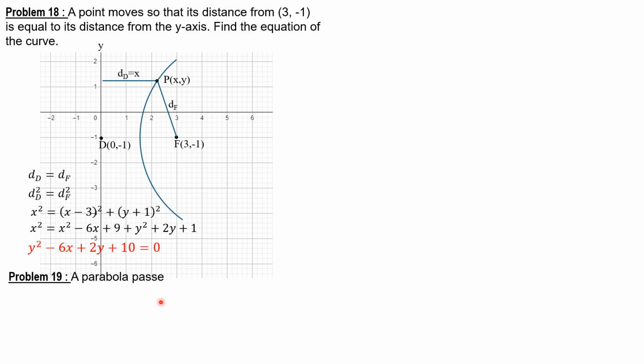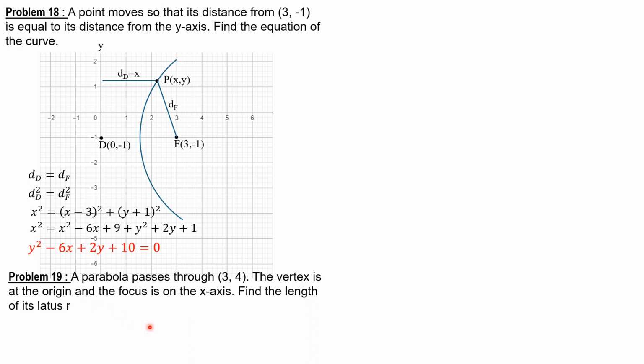Problem 19. A parabola passes through 3, 4. The vertex is at the origin and the focus is on the x-axis. Find the length of its latus rectum. The focus is on the x-axis. It passes through 3, 4, which is a point in the first quadrant, so the parabola is open to the right. The expected equation is y square equals latus rectum times x. We substitute the value of x and y. So 4 square equals latus rectum times 3. Latus rectum is 16 over 3. Therefore, the equation of the parabola is y square equals 16 over 3 times x.